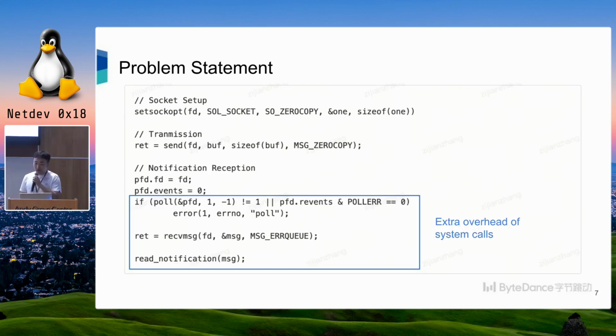As you may notice from this code block, besides the overhead of sendmsg zero copy system call itself, it actually introduces two extra system calls for the notification reception. Assume that applications which make use of sendmsg zero copy are very sensitive to CPU usage. Extra system call overhead might be unignorable for this kind of applications, especially after the introduction of page table isolation to mitigate vulnerabilities like Meltdown. The overhead of system call is much more.